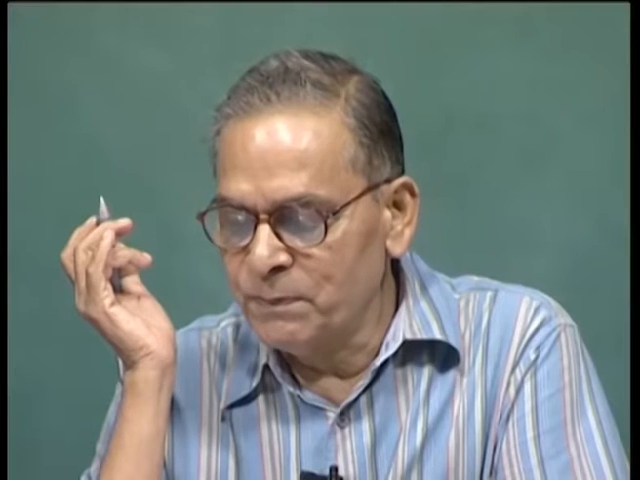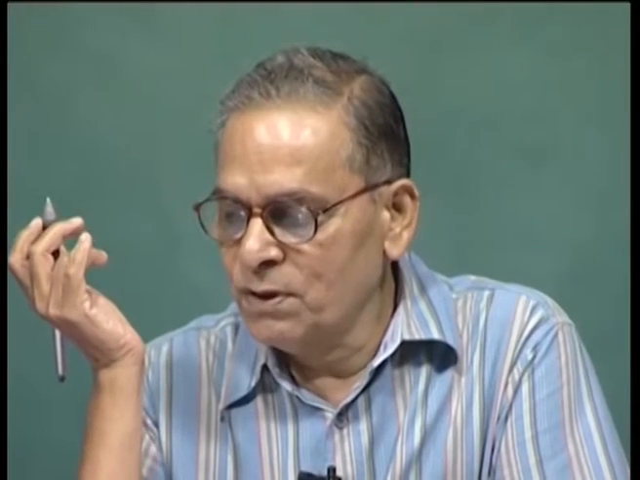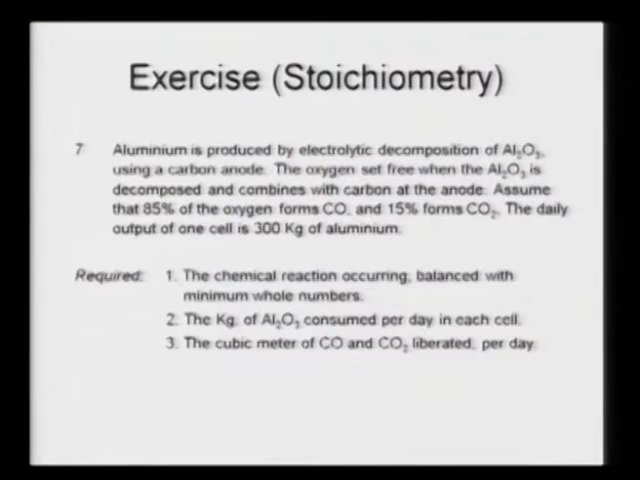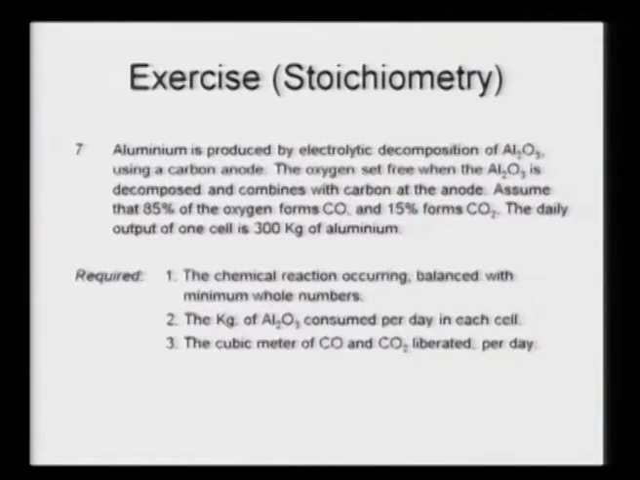This problem 7 is about the aluminum which is produced by electrolytic decomposition of Al2O3 using a carbon anode, and what you have to calculate is the chemical reaction occurring, balanced with minimum whole numbers. You are not required to round off, but you have to find a chemical reaction with minimum whole numbers, and kg of Al2O3 consumed and cubic meter of CO and CO2.